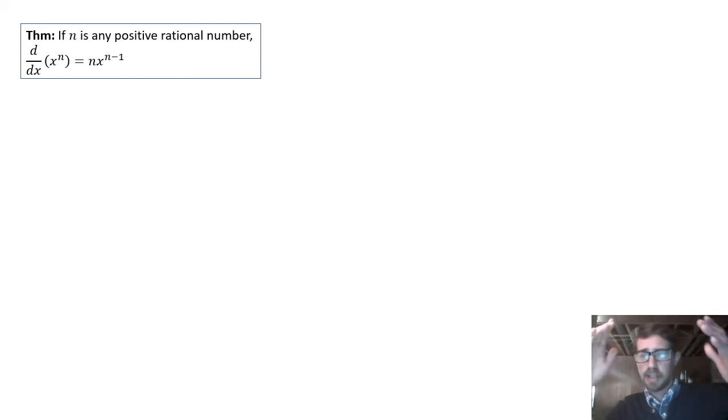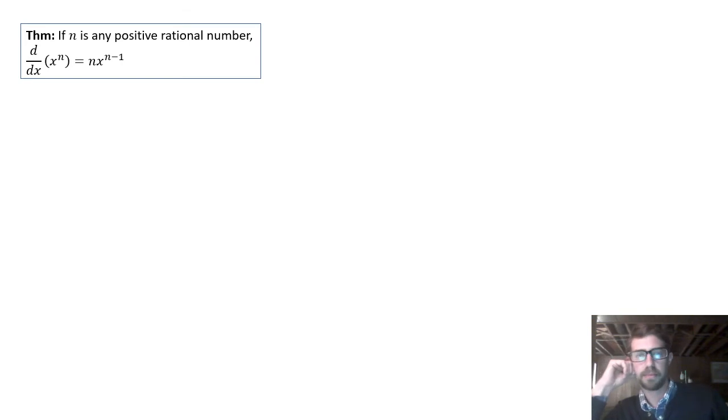Okay, so same exact theorem. Now we've just expanded our consciousness and say, okay, the power rule works the same exact way for not just positive integers, but positive rational numbers. And an integer is technically a rational number, so this is just the expanded version of that. So it works for fractions as well. We're just working with fractions instead of whole numbers.